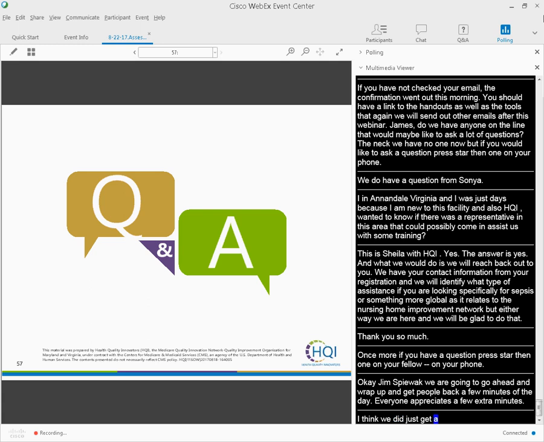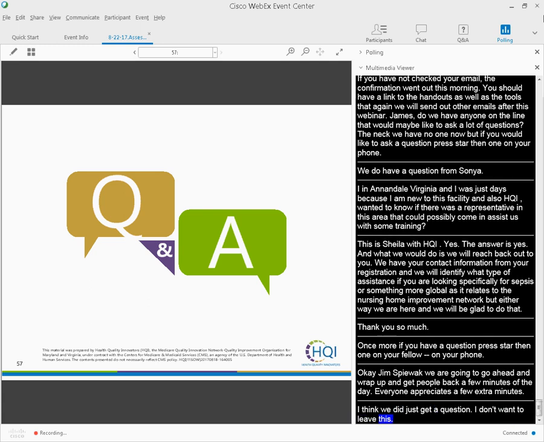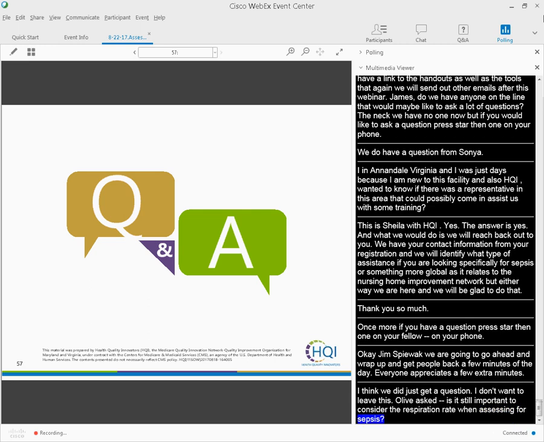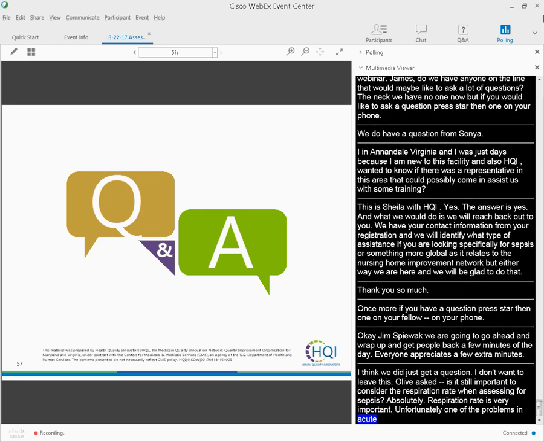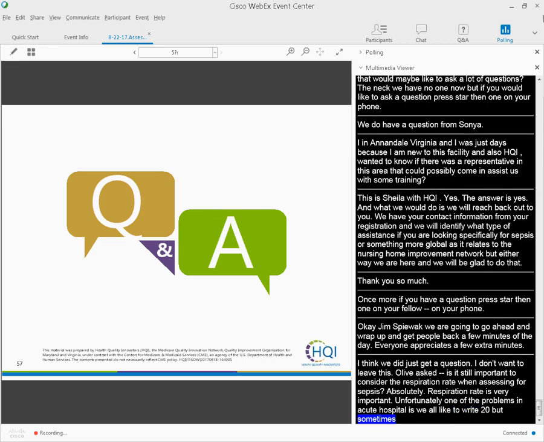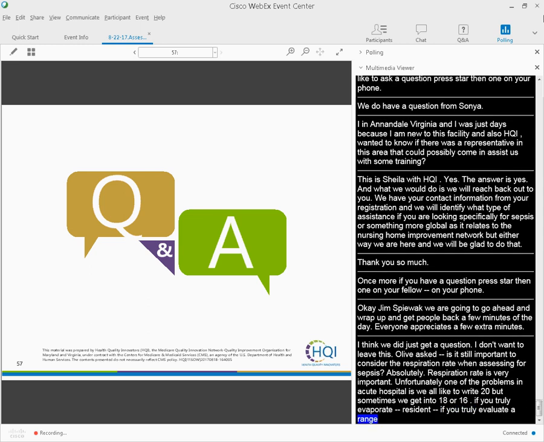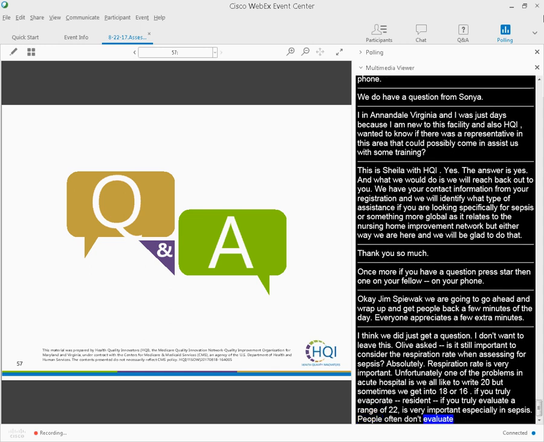I was asked, is it still important to consider the respiration rate when assessing for sepsis? Absolutely. Respiration rate is very important. Unfortunately, one of the problems in acute hospitals and nursing homes is we all like to chart a rate of 20, or sometimes we get into 18 or 16. If you truly evaluate the respirations of a resident correctly, when they are up in that 20-22 range, it is a big concern as far as sepsis goes. So yes, it is important to evaluate it. One of the problems in using it is people don't often evaluate it correctly. Does that answer your question?